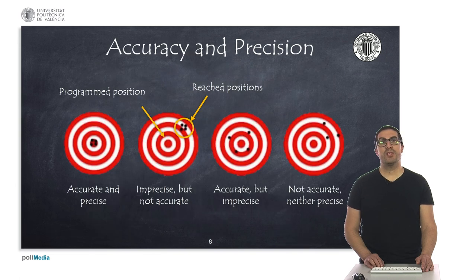Accuracy and precision are two different concepts, and they must be considered when selecting a robot. Industrial robots are usually precise and accurate, but these terms are relative to the accuracy and precision required by the application. If a robot is not precise, the positions reached will be different from each other. While if the robot is not accurate, each time it tries to reach the same position, it will actually appear as if there is some kind of noise associated with it.